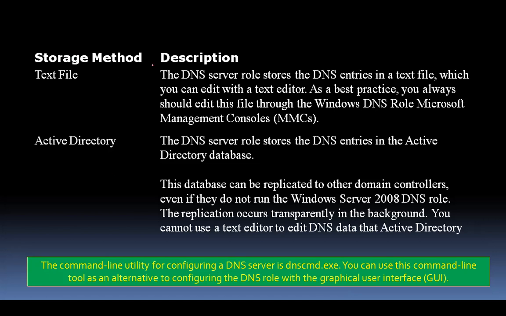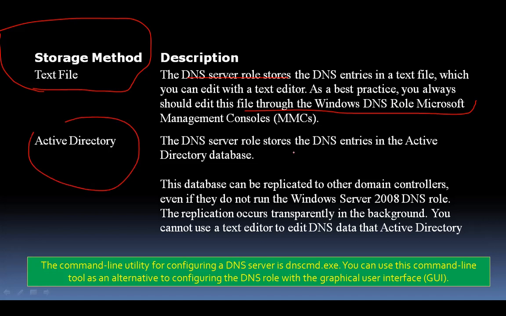Storage methods, we talk about files, how it will store data. So first one, guys, is the text file. The DNS server role stores the DNS entries in a text file which you can edit with a text editor. As a best practice, you should always edit this file through the Windows DNS role, which is also known as the MMC, Microsoft Management Console. Second, Active Directory. The DNS server role stores the DNS entries in the Active Directory database. This database can be replicated to other domain controllers even if they do not run the Windows Server 2008 DNS role.